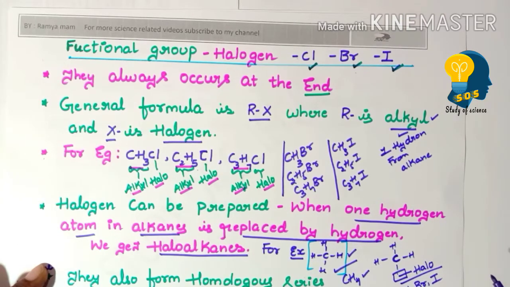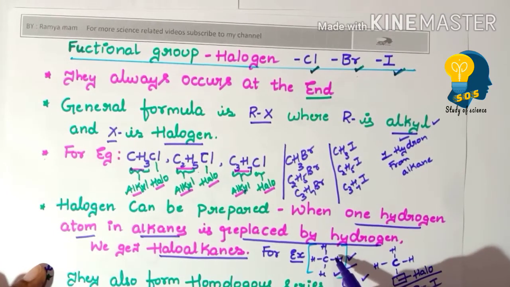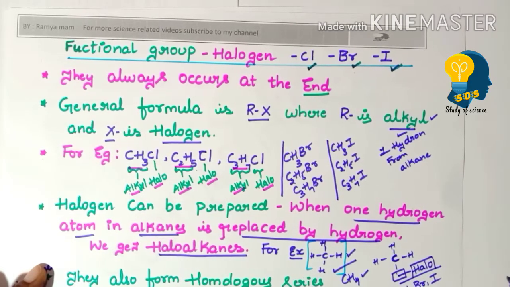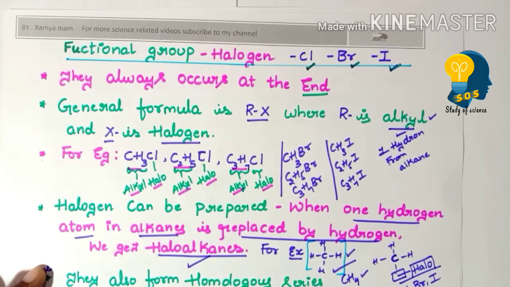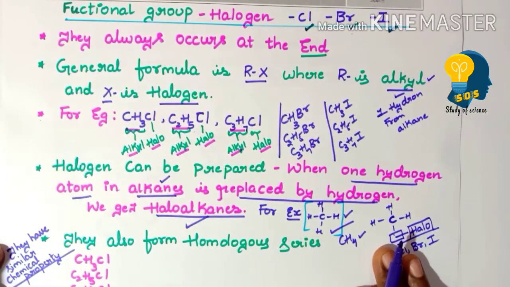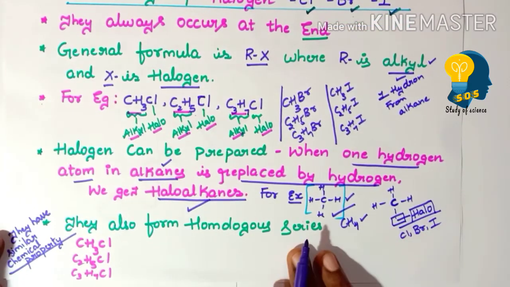I repeat once again, how can the halogens be prepared? They can be prepared by removing one hydrogen from the alkanes. Here is our alkane. From the alkane, I have removed one hydrogen and I have attached the halogen group. So now I got the haloalkane group. Clear? So haloalkane groups are formed by removing one hydrogen from the alkanes. As we know that alcohol, aldehyde, carboxylic acid and ketones form homologous series, here our functional group halogen also forms the homologous series.